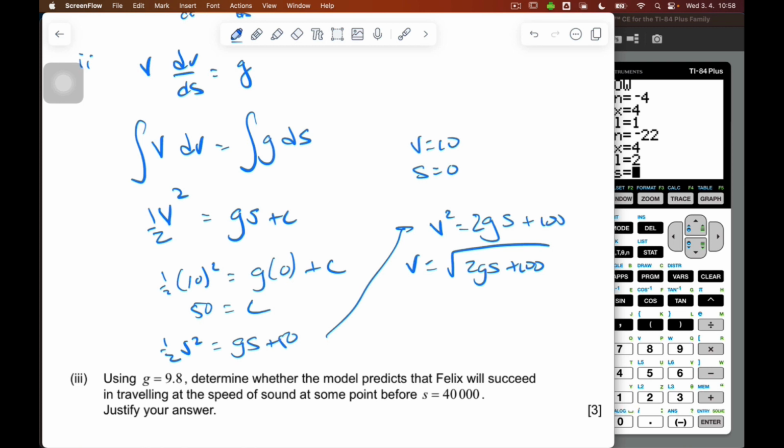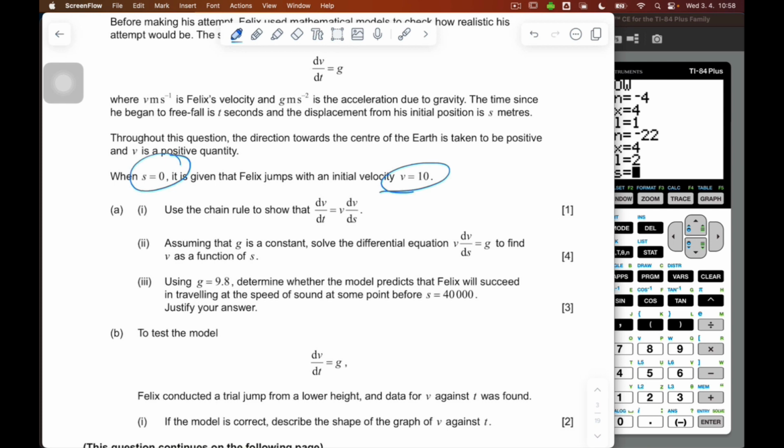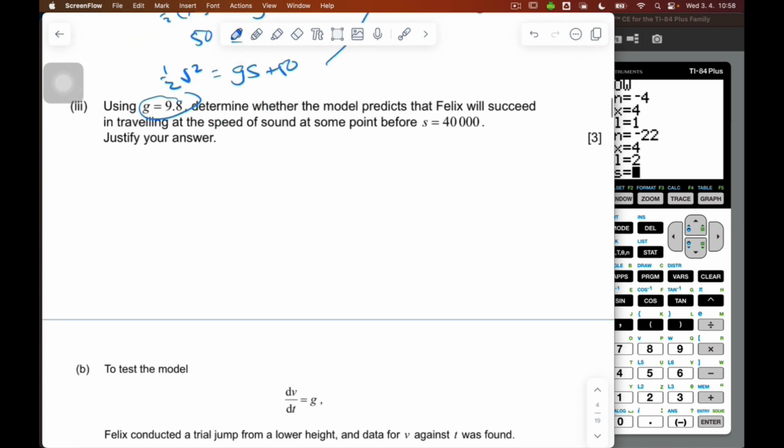So using g to be gravity, 9.8, determine whether the model predicts that Felix will succeed in traveling at the speed of sound at some point before s is 40,000. And if you recall, we are told the speed of sound is 330.